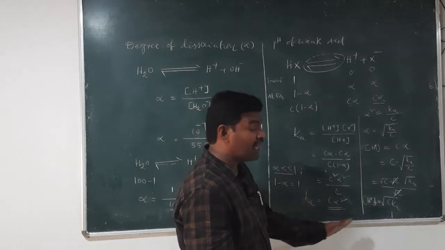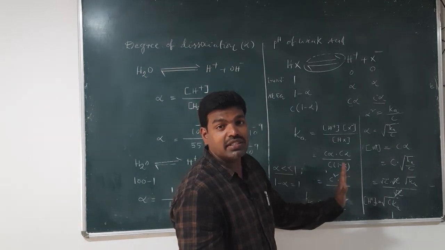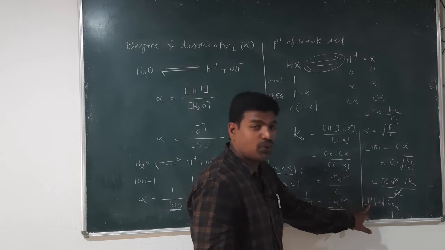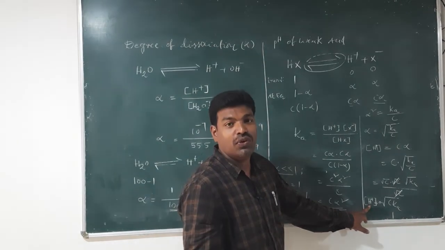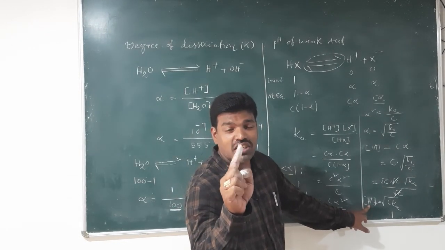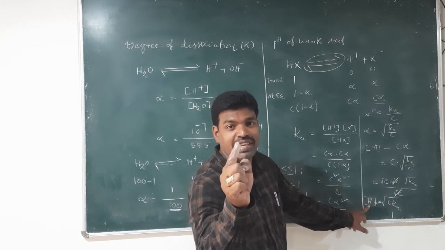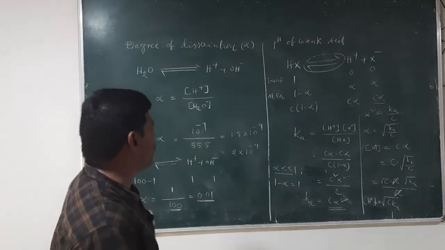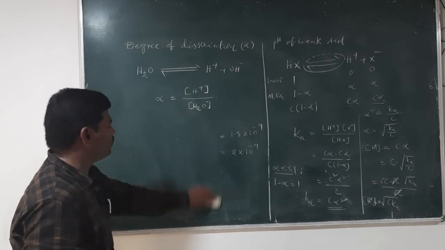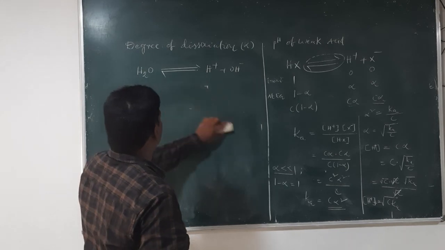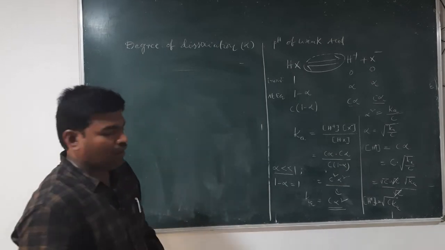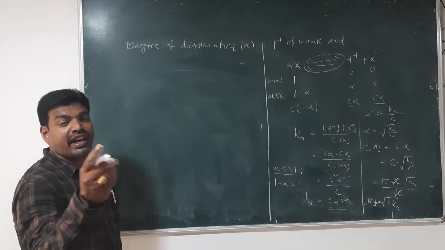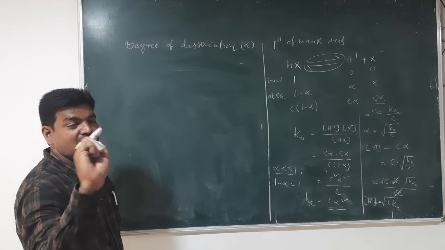So, finally, we obtained the concentration of H plus ions. It is enough to calculate the pH. We need the H plus ion concentration to calculate the pH. So, now we shall calculate the pH of a weak acid. From the dissociation of the weak acid, we get the value of the concentration of H plus ion.